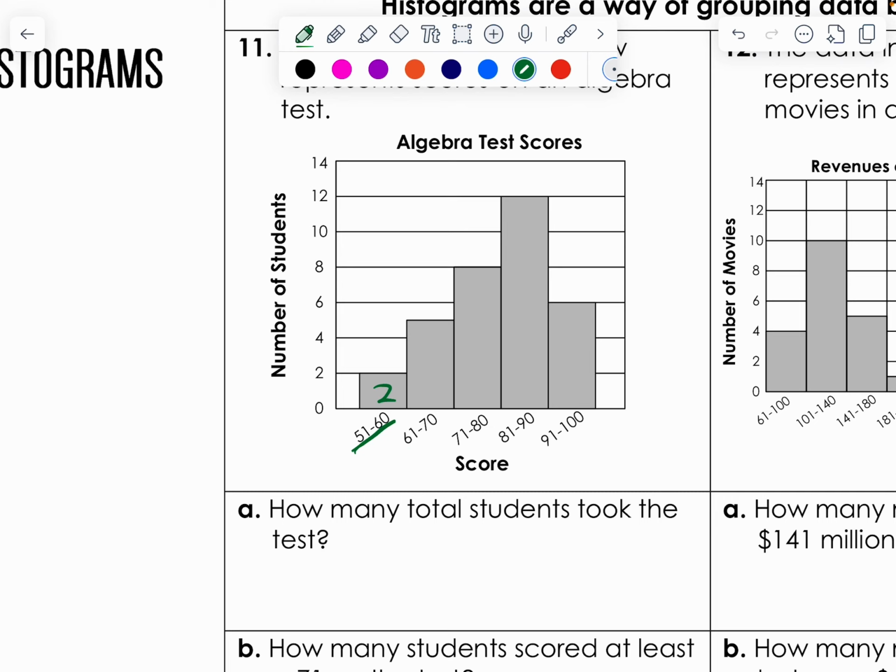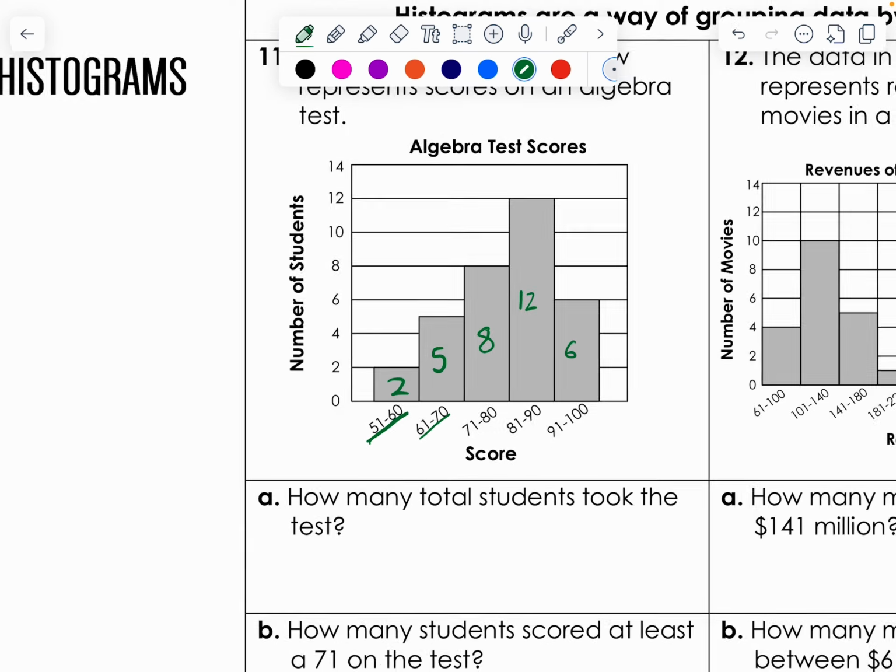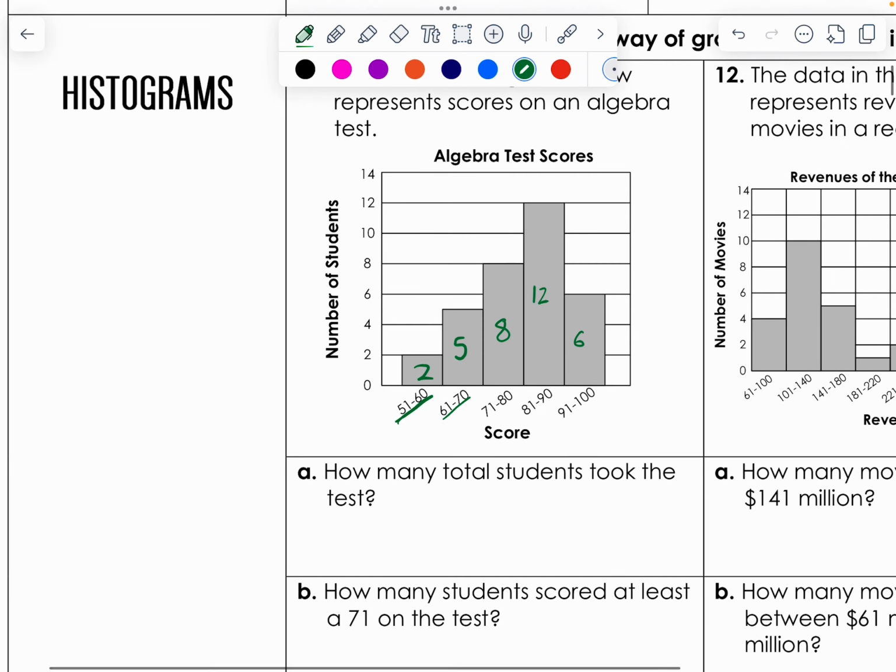Well, what about the 61 to 70 range? Yep, it's between 4 and 6, so we're going to say that it's 5. And then, 8 here. Man, y'all are fast. 12 here, and then 6 here. So I can punch those into my calculator and add them all up together to find out how many total students took this test in the Algebra 1 class. So what are we getting? 33 is right. Yep, there we go. 33 students took the test.